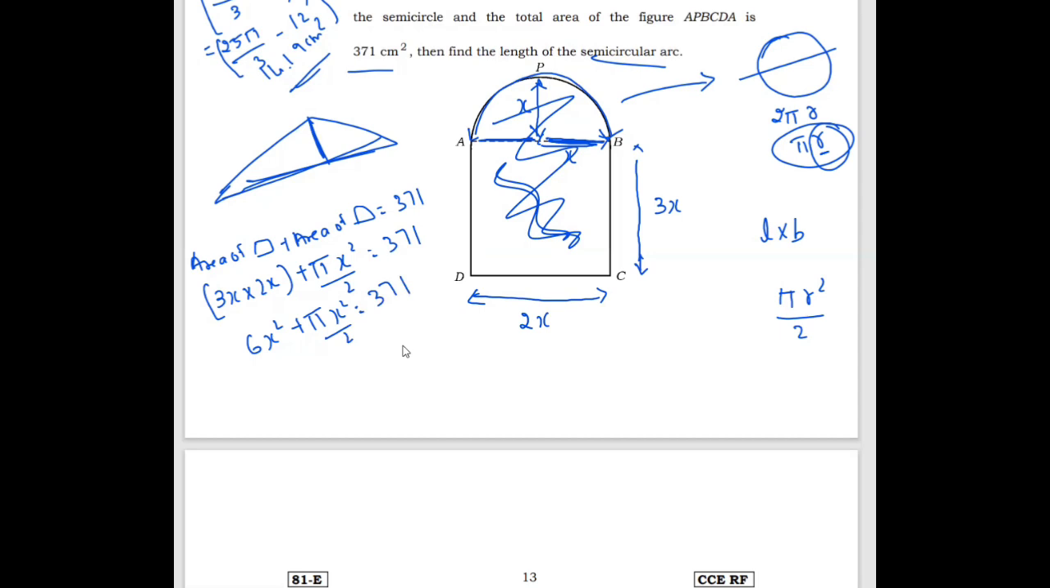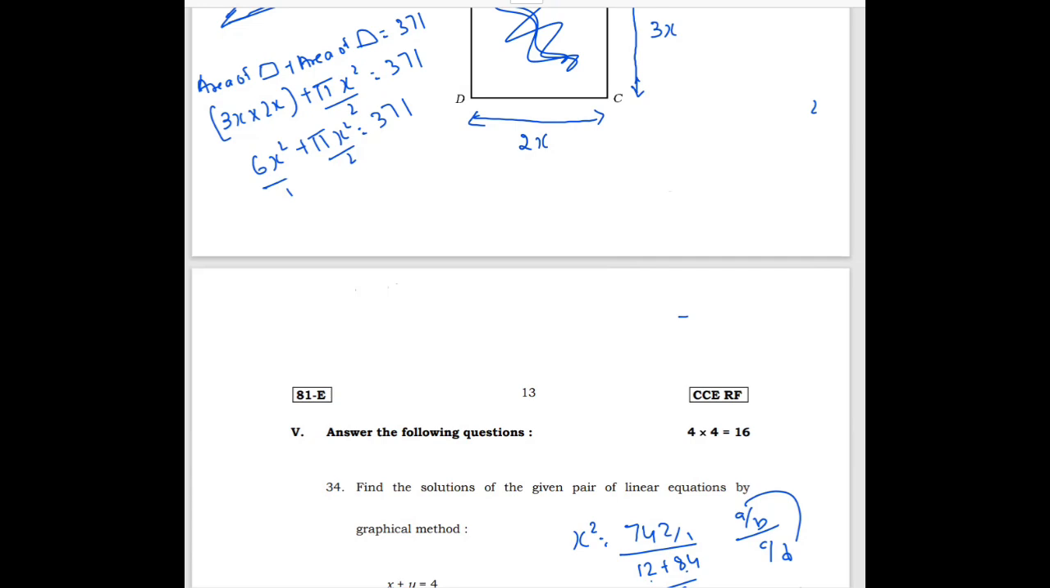Sir, now how to do, sir? Now we have to take the LCM, obviously. Before I take the LCM, these both numbers, so 2 will go here. So 12x square plus pi x square divided by 2 into 1, which is 2, is equal to 371. So now let me take the square outside.